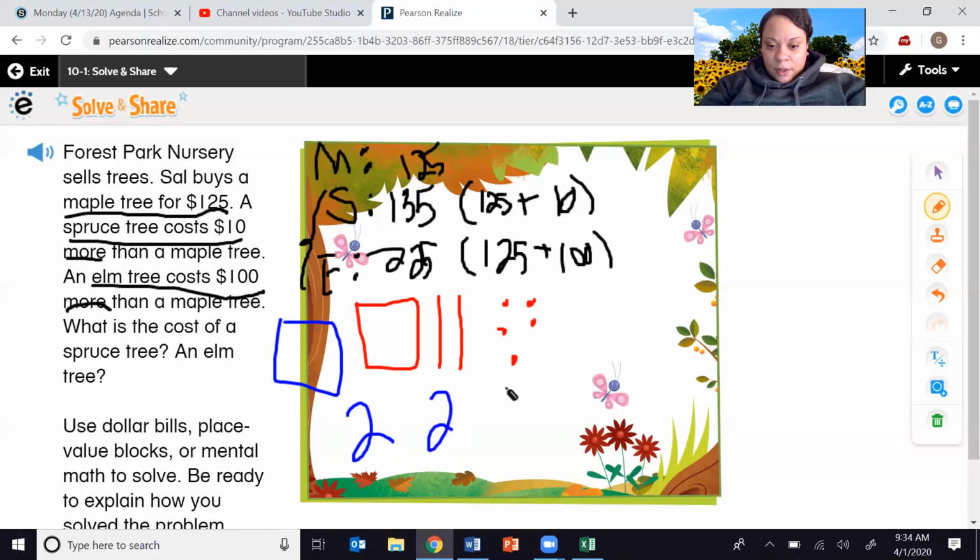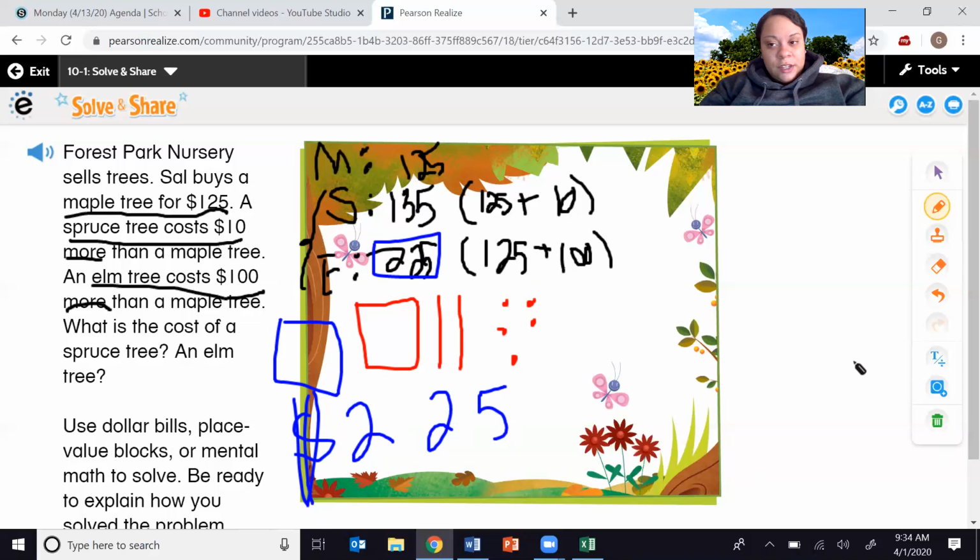and 5 ones. Well, you look at that. My mental math was right. So the answer is 225. The elm tree costs $225. Don't forget your dollar sign. That was an ugly dollar sign. But why don't you guys try out the spruce tree on your own?